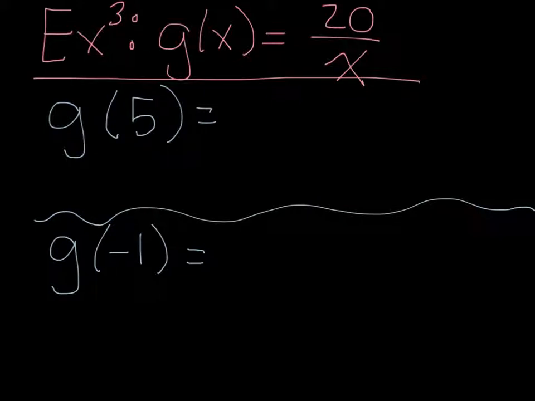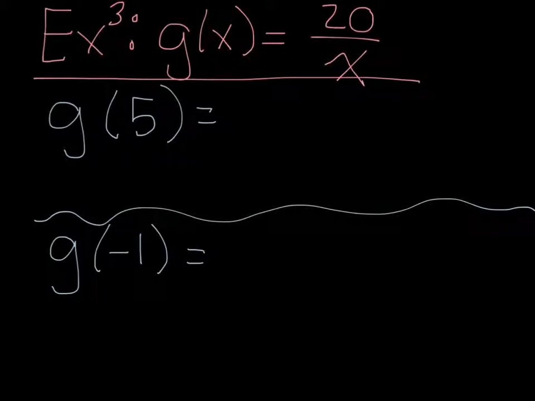Okay, here's a third example. This time we have g of x is equal to 20 over x. This is the same as what we've just been doing. The only difference here is now x is in the denominator. So if you don't want to know the answer, pause right here. You can work it out on your own and then come back when you're ready.